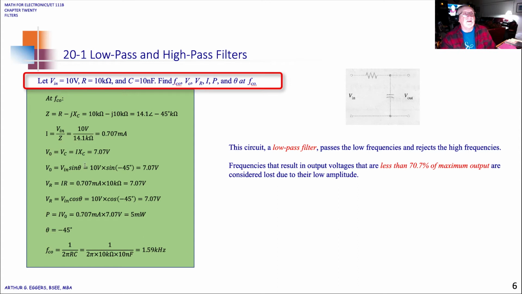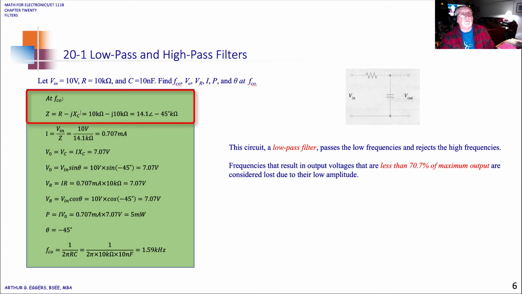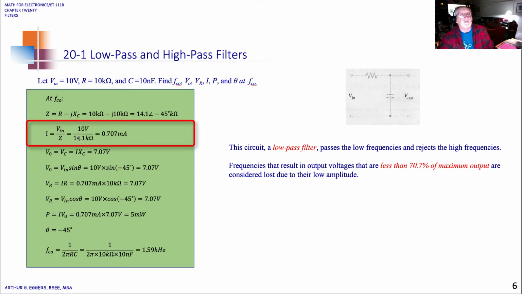So they've given us a rectangular representation of the circuit. The impedance for this circuit, R minus jX sub C, is equal to 10 k ohms minus j10 k ohms, which, if we convert that to a magnitude, gives us 14.1 k ohms at an angle of minus 45 degrees. So in this case, we're looking at those two values, where X sub C equals R.